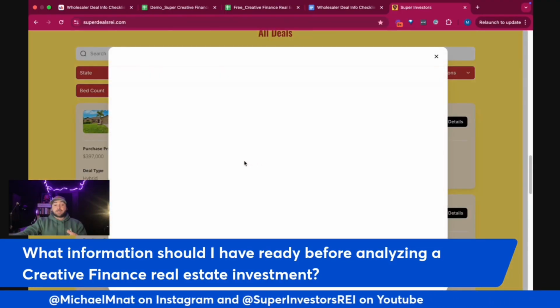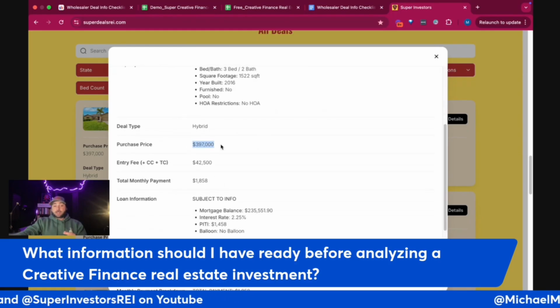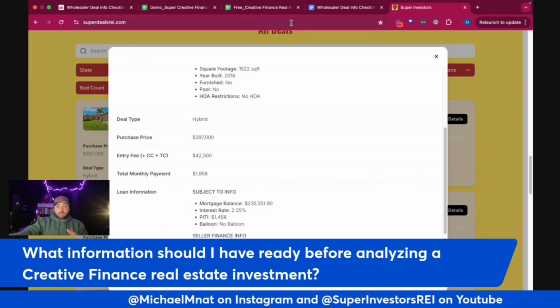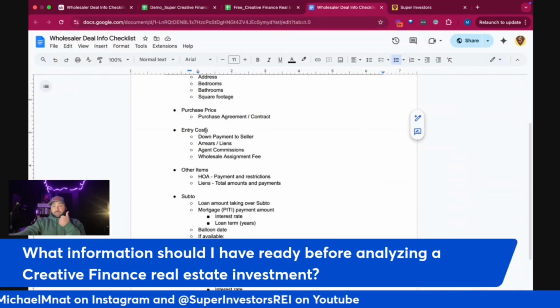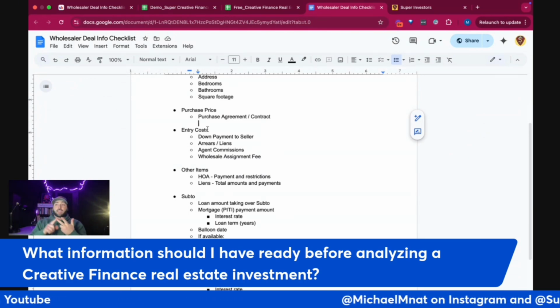I share this to say what you'll see a lot of times from wholesalers is the entry cost that they say. The purchase price is $397, right? The entry fee is $42,500, which usually accounts for the down payment to the seller, if there is some. Arrears or liens, if anything needs to get paid off as part of the closing. If there is some, it'll be accounted in there. Any commissions to pay an agent if it's an on-market property, and the wholesaler's assignment fee.